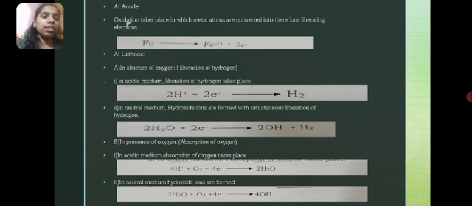Second, in presence of oxygen, it is also known as absorption of oxygen. First point, in acidic medium, absorption of oxygen takes place: 4H+ plus O2 plus 4e- gives 2H2O. Second point, in neutral medium, hydroxide ions are formed: 2H2O plus O2 plus 4e- gives 4OH-.